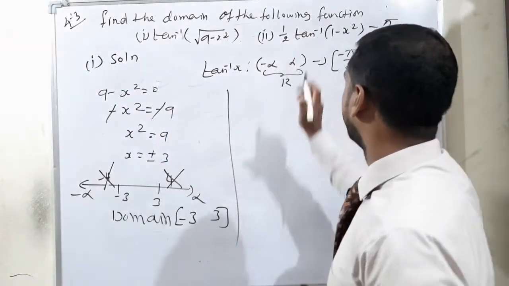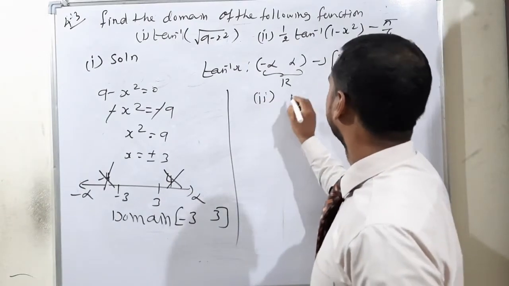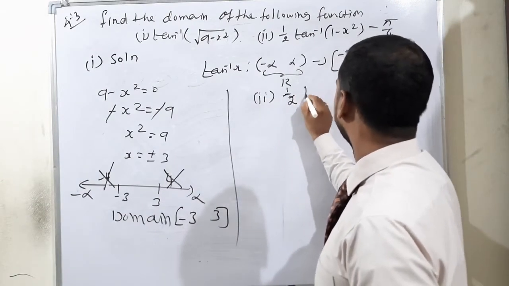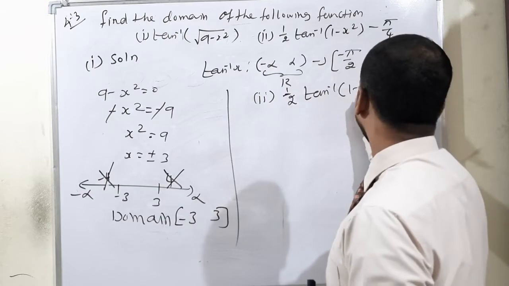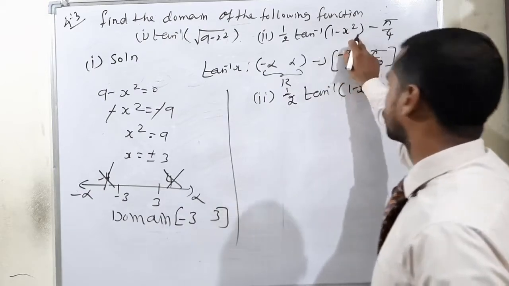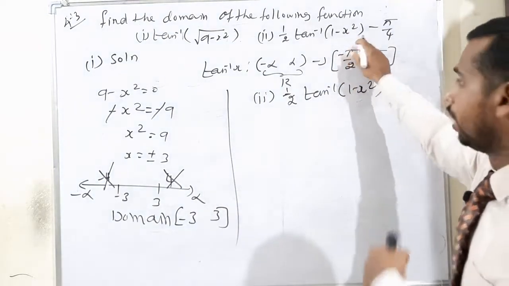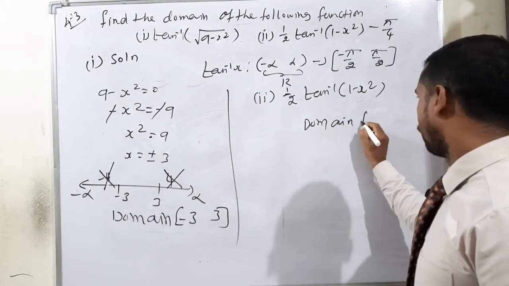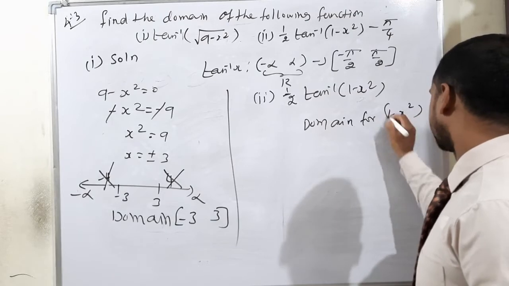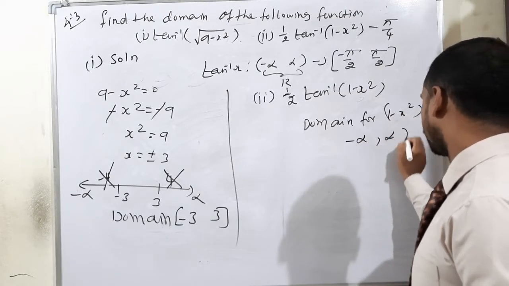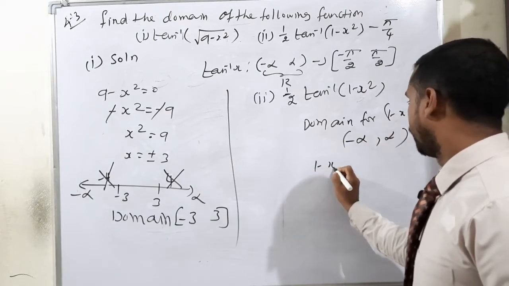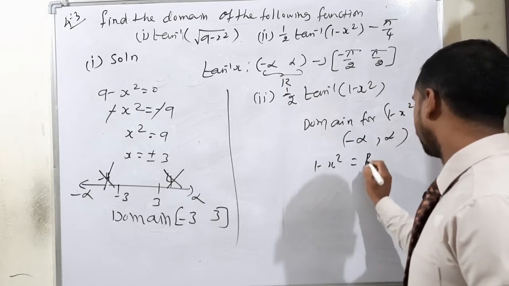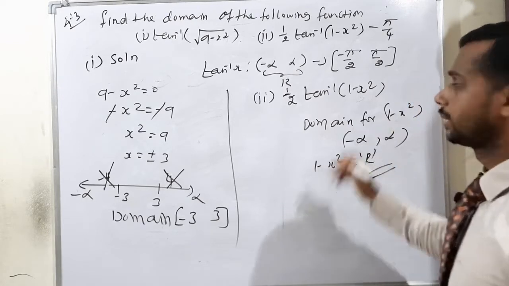Okay, subdivision 2, tan inverse of 1 minus x square. Here, simply we can say there is no square root, only x square is there. So, the domain for 1 minus x square is minus infinity to positive infinity. Therefore, the domain for 1 minus x square is equal to real values. Okay, this is the answer for subdivision 2.